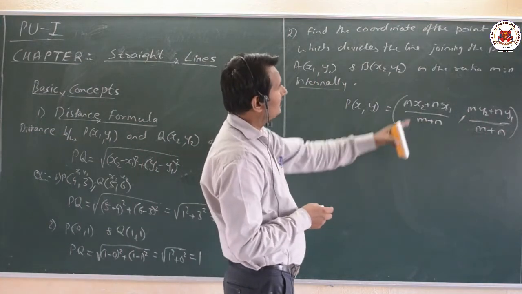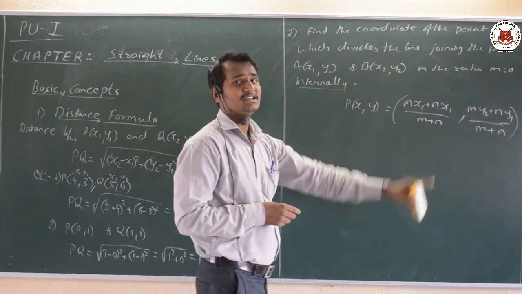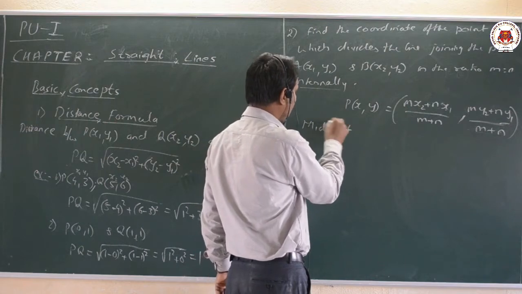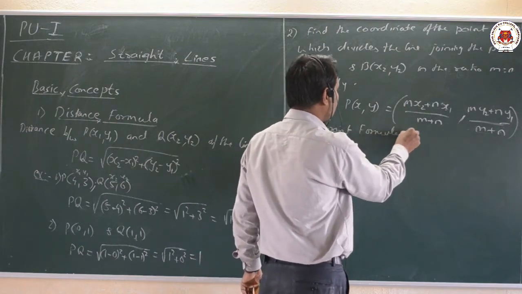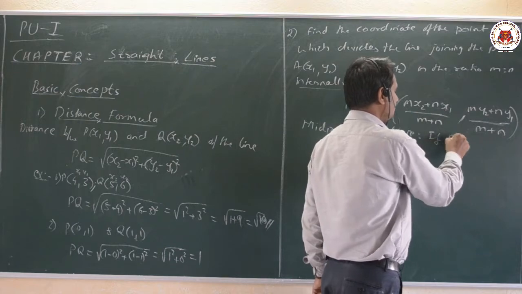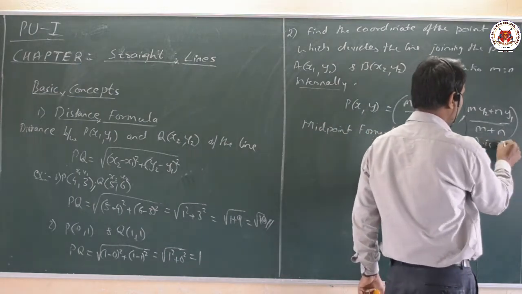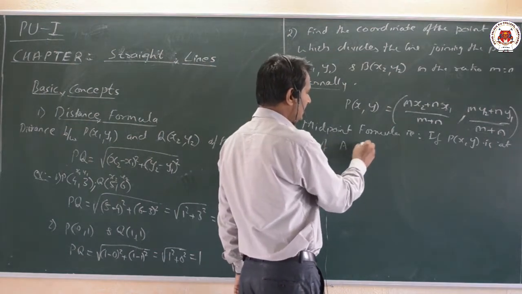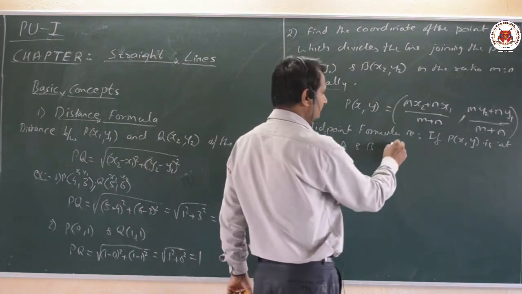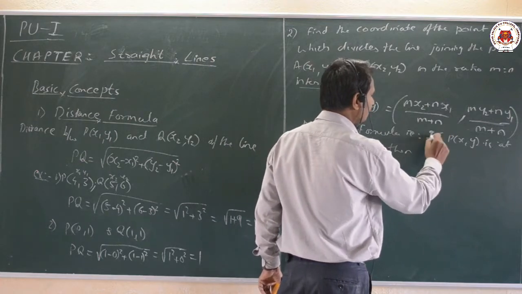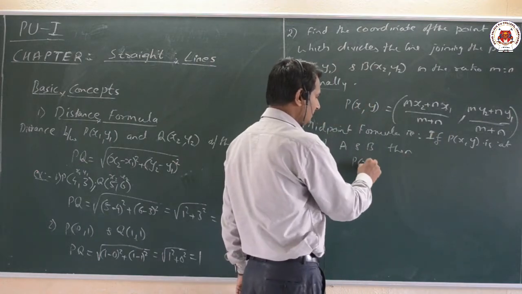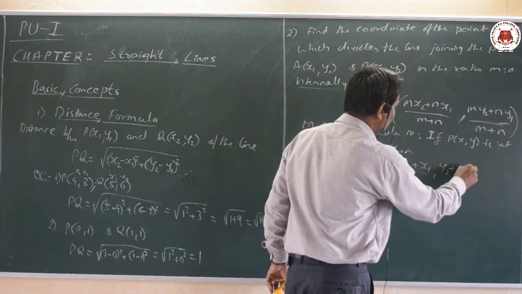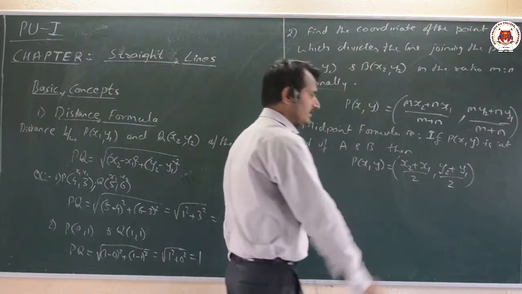If the point P of x comma y is exactly at the midpoint, here is the midpoint formula. That is, if P of x comma y is at the mid of A and B, then the formula is P of x comma y equal to x2 plus x1 divided by 2 comma y2 plus y1 divided by 2, and that is nothing but our required result.